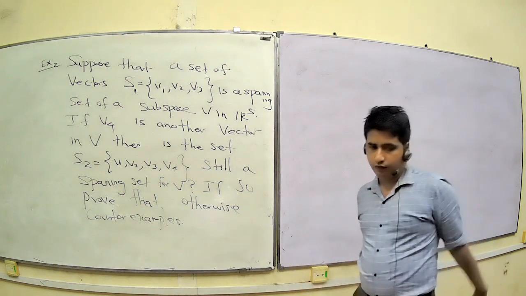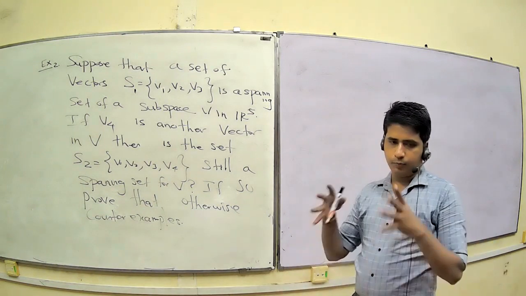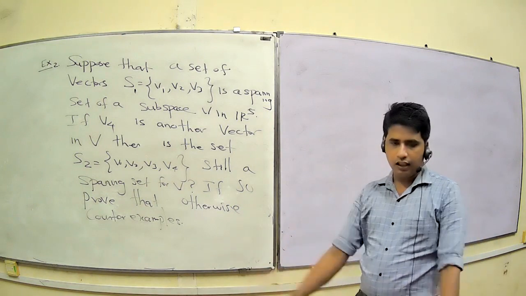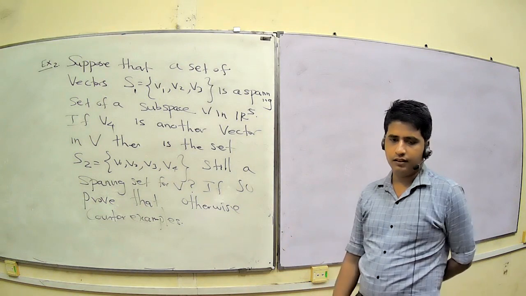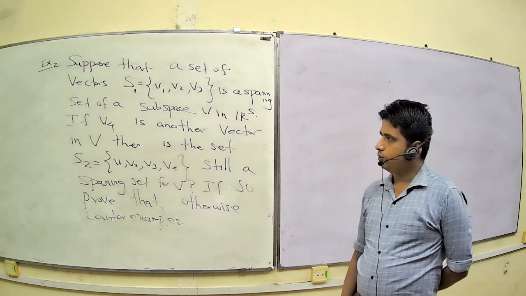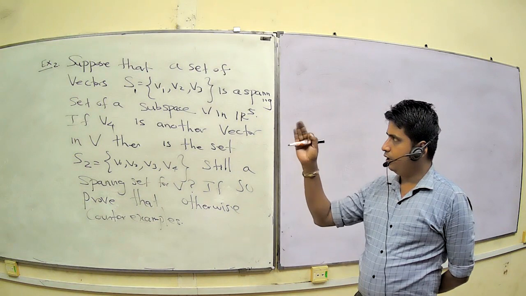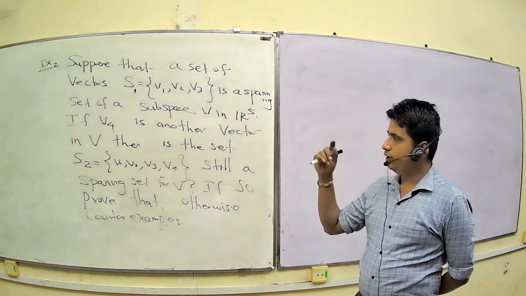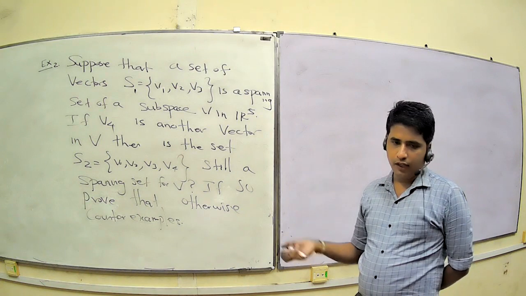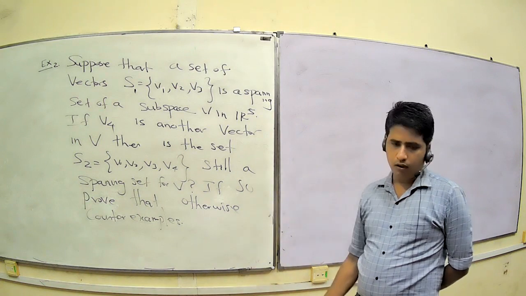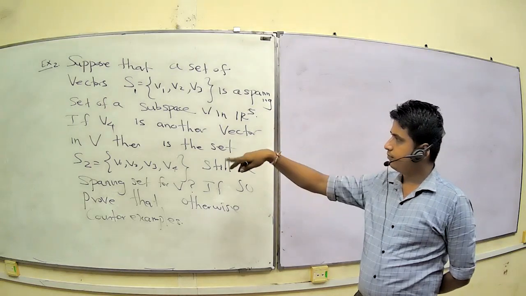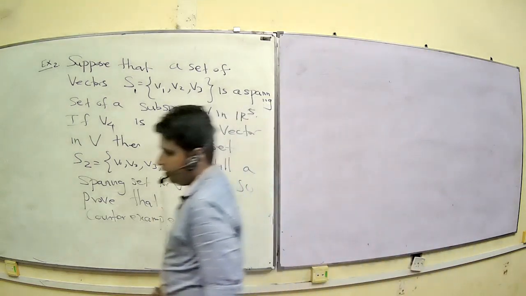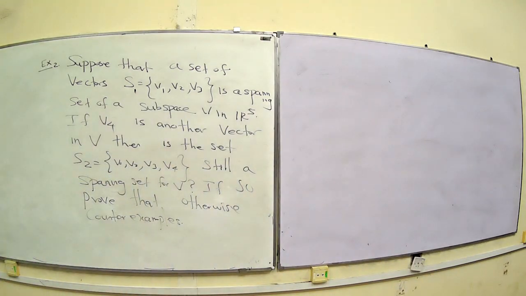You have S1 with V1, V2, V3 spanning the vector space. If you add another vector V4, is it still a spanning set, satisfying the conditions? Okay. S1 = {V1, V2, V3} being a spanning set means you can write any vector as a linear combination of V1, V2, V3. If you add the V4 vector, then after that you can also write the vectors as a linear combination of V1, V2, V3, V4. Okay, right.